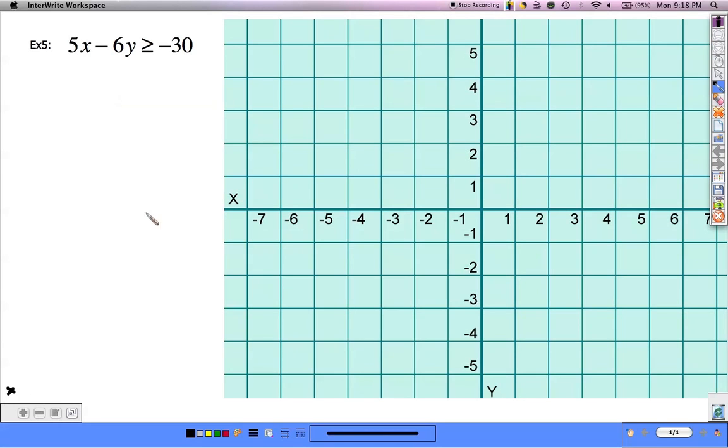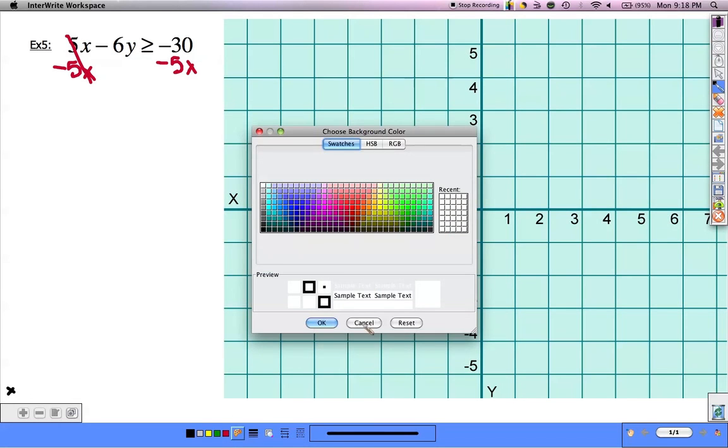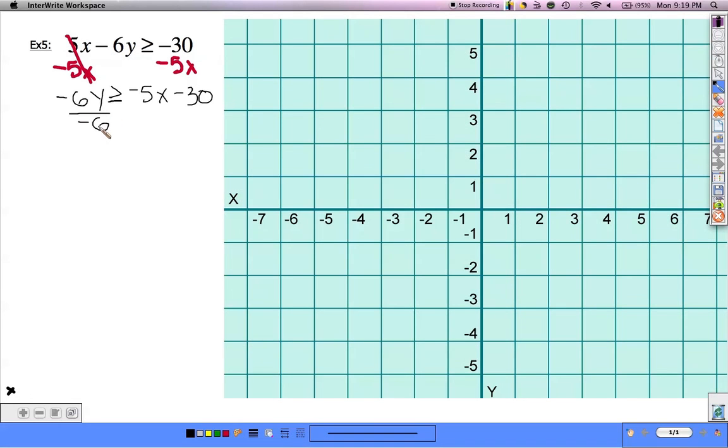Remember, we need to first write this in slope-intercept form, so we need to get y by itself. So of course our first step is going to be subtracting 5x from both sides of the inequality. So when I subtract 5x, of course remember I divide by -6 on both sides of the inequality, which really works out to dividing by -6 on every term. -6 divided by -6, that's going to divide to 1 or cancel out. So I have y on this side.